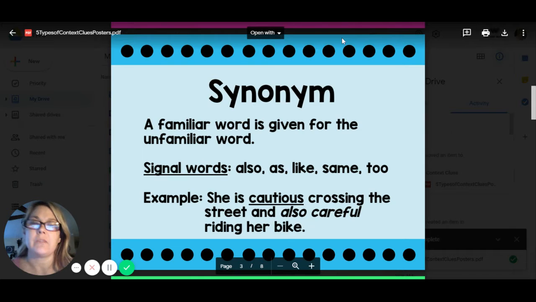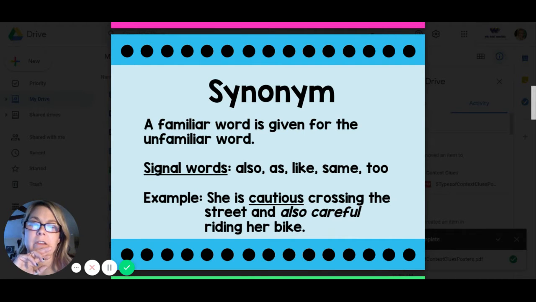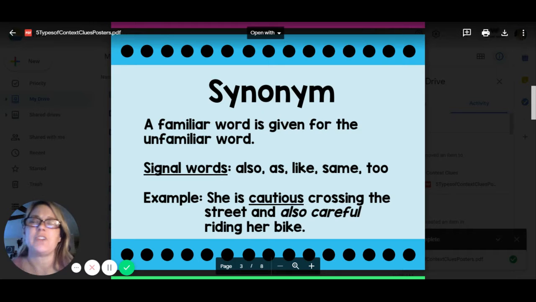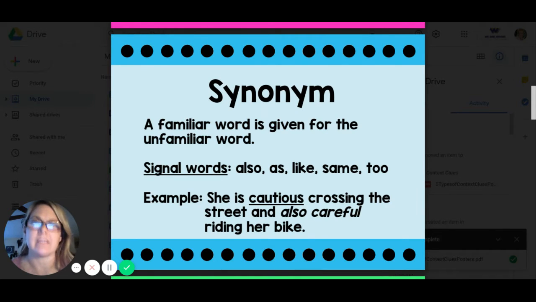The next one is a synonym. Okay, remember, synonym means like similar, means alike. A familiar word is given for the unfamiliar word. So here are some signal words: also, as, like, same, to. And what it means by signal words are you're probably going to see this in the sentence or around the sentence or one word.